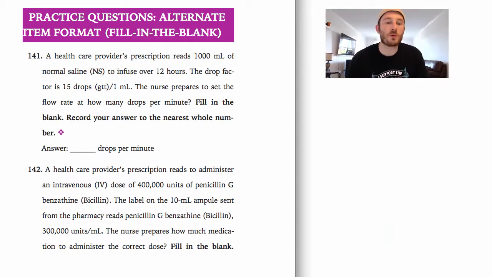All right, we've got number 142 here, and this one says a healthcare provider's prescription reads to administer an IV dose of 400,000 units of penicillin G benzathine bacillin. The label on the 10 ml ampule sent from pharmacy reads penicillin G 300,000 units per ml. So in that 10 ml ampule, the concentration is 300,000 units per ml. The nurse prepares how much medication to administer the correct dose.